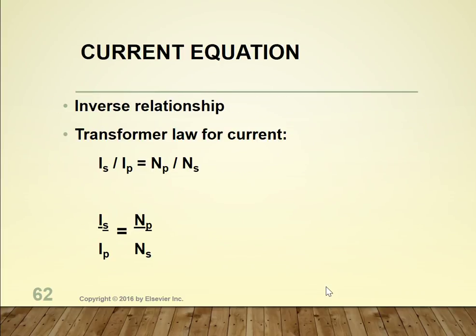Now, what if you want to find out the current? Remember, a transformer can either increase or decrease voltage or increase or decrease current. So a current equation with your transformer is inverse. This would be similar to your inverse square law. Here we have secondary over primary, primary over secondary. So these are flipped, and it has an inverse relationship. That in itself should mean if I increase my number of turns, your current should decrease because it's inversely related.